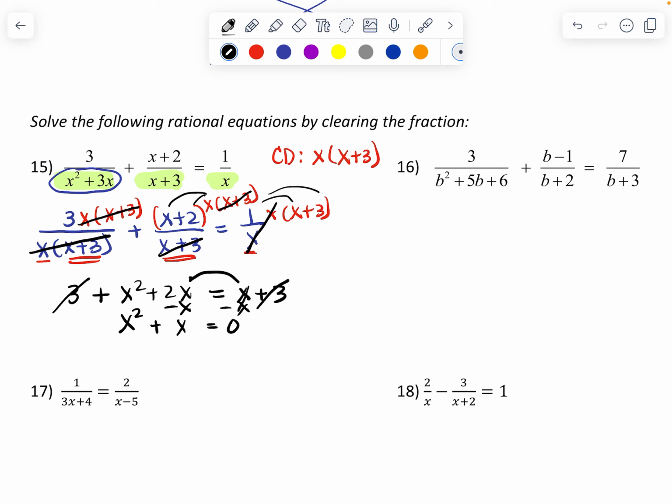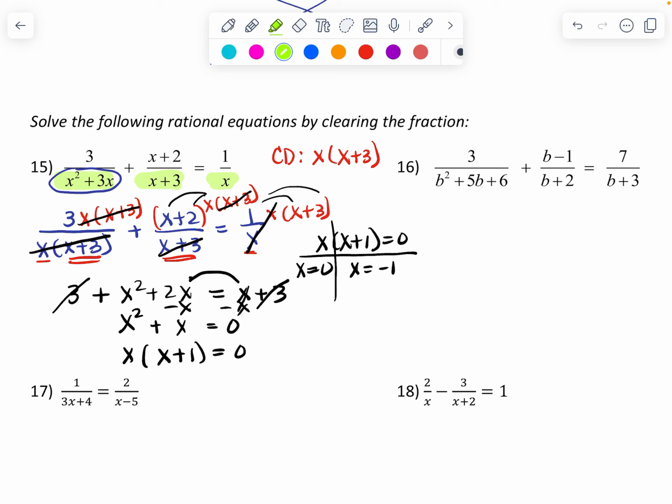Okay, now what can I do? I can GCF this, right? Take out an x, that's going to be left with x plus 1 equals 0. Here, let me do it on the side: x times x plus 1 equals 0. And then setting each factor equal to 0, you're going to get that x equals 0 or x equals -1. Now, before you get all excited and box one of those answers or both of them, you need to make sure that they both work.